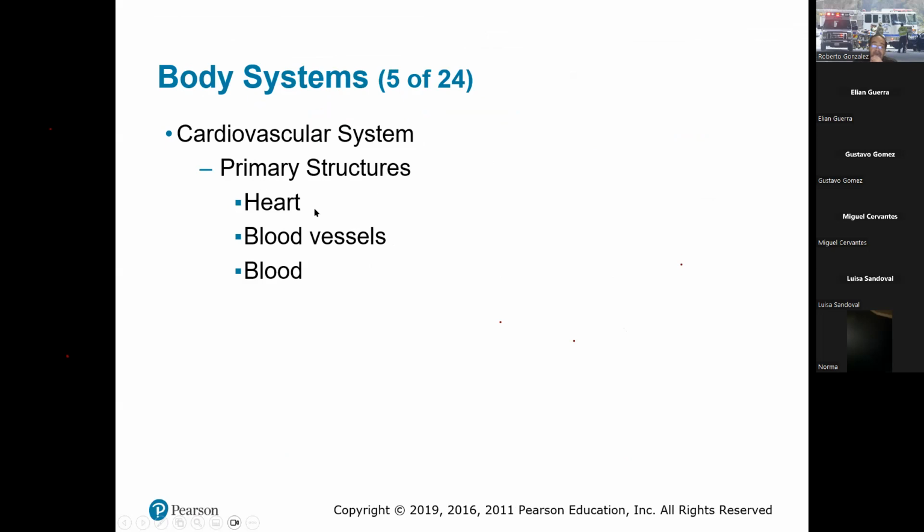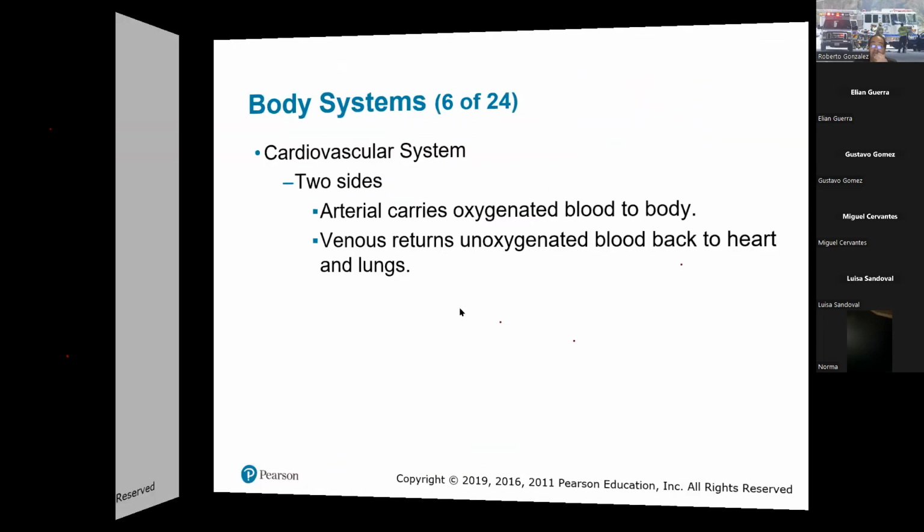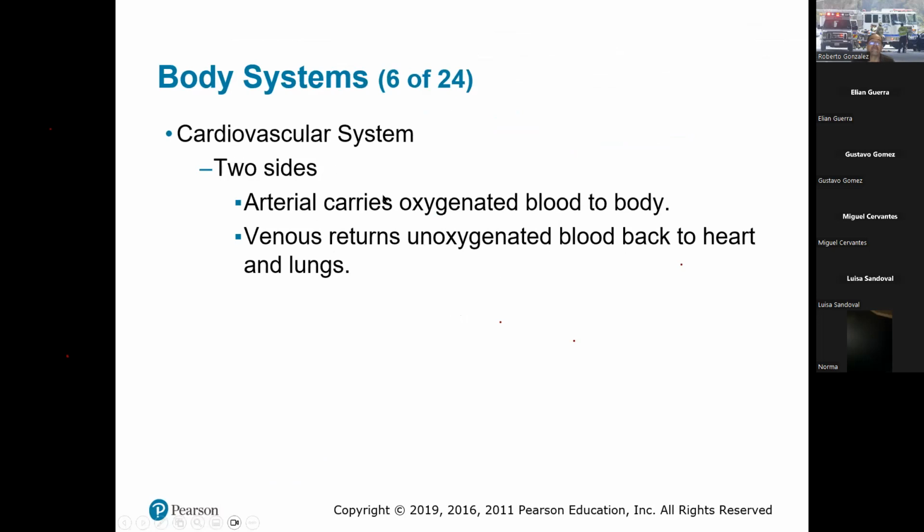The cardiovascular system's primary structures are the heart, blood vessels, and blood. The heart itself is the pump, the blood vessels are the tubing, and the blood is the fluid inside the tubing. There are two sides of the cardiovascular system. We have the arterial, which carries oxygenated blood to the body, and the venous system brings it back to the heart.